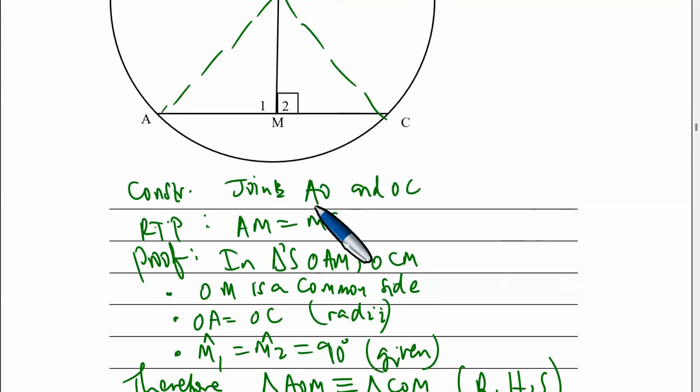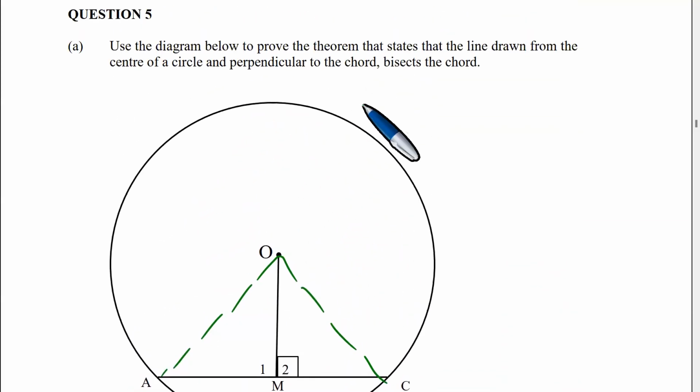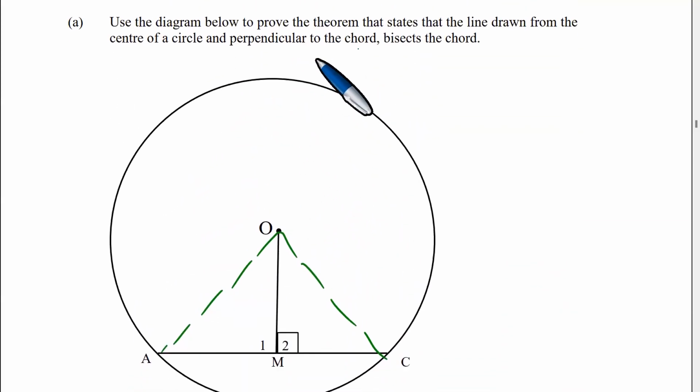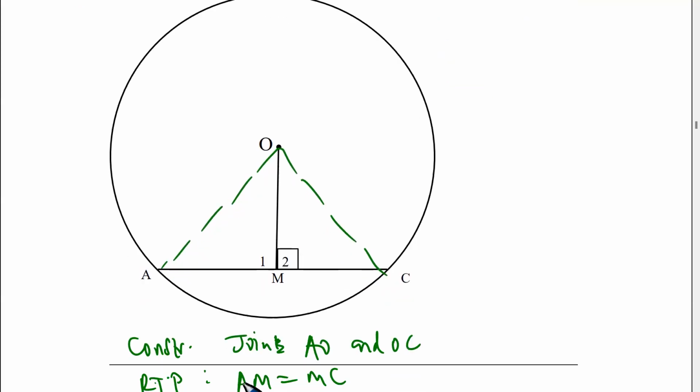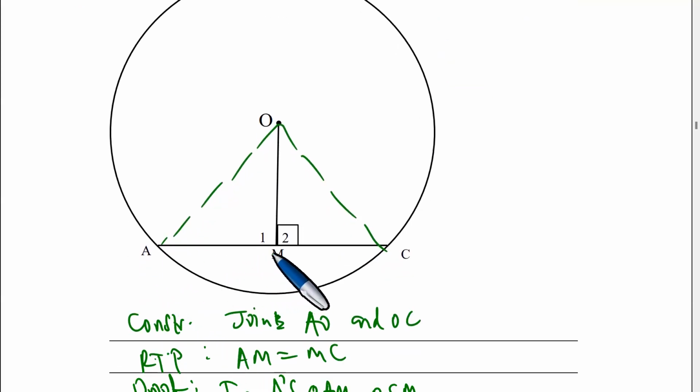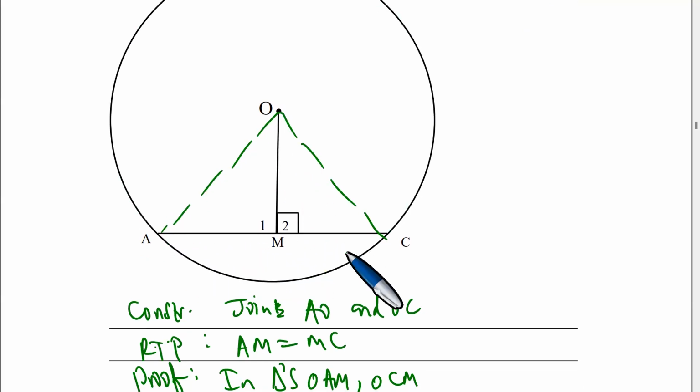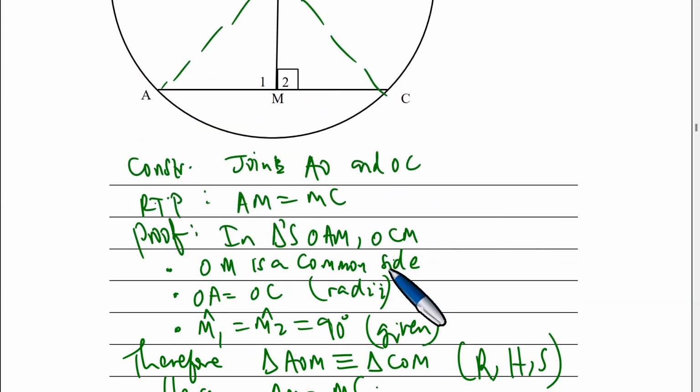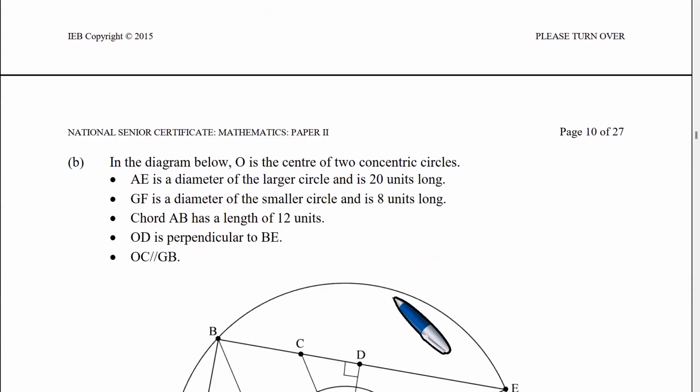Right, we're supposed to just prove that the line drawn from the center of a circle and perpendicular to the chord bisects the chord. We're supposed to prove that this is the midpoint, so that M bisects the chord, or OM bisects the chord AC, and it follows that we have proven that AM is equal to MC. And with our next question.